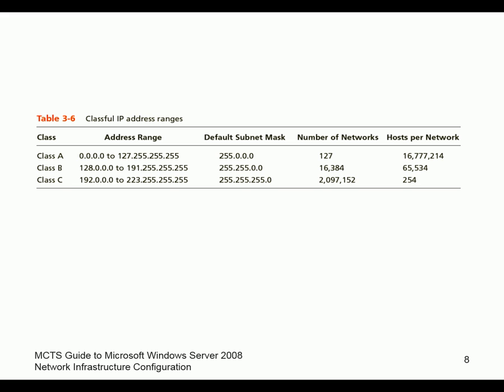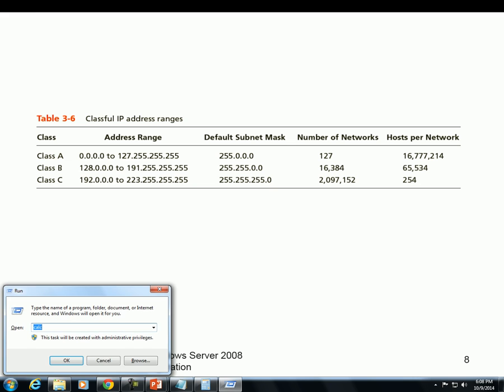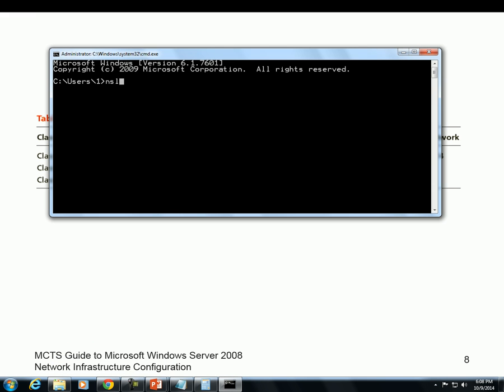Does anyone know what their IP address is at home? No one knows? Let me see what mine is. I'm going to do an nslookup.